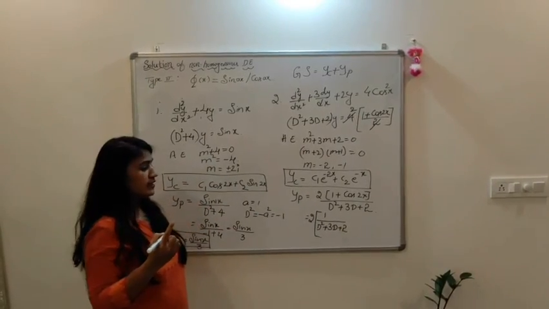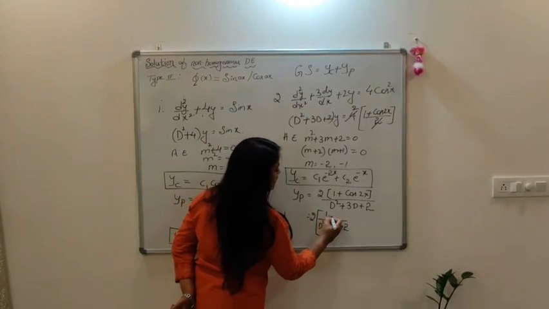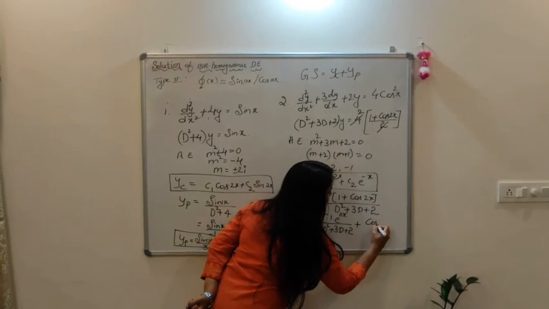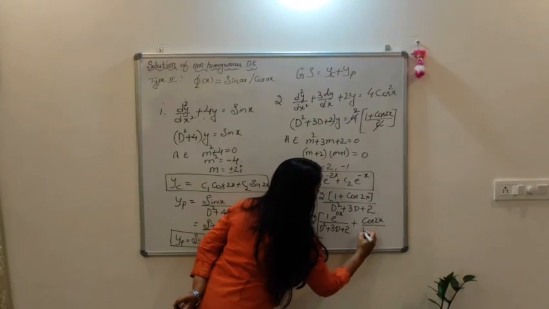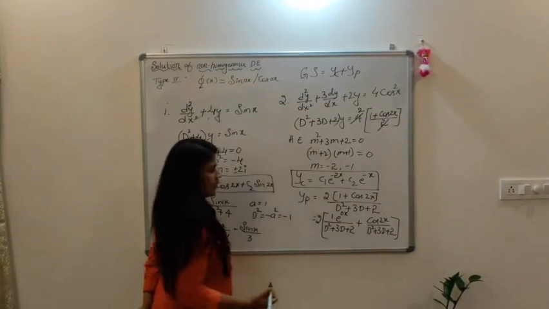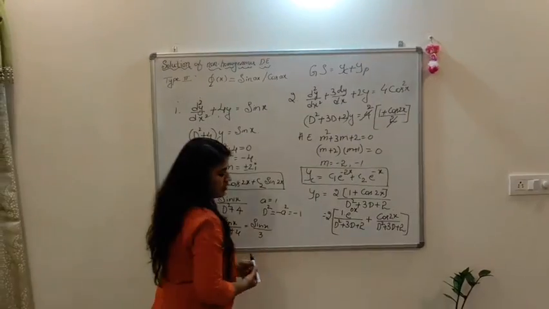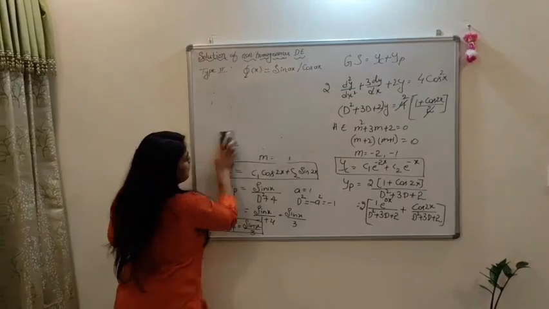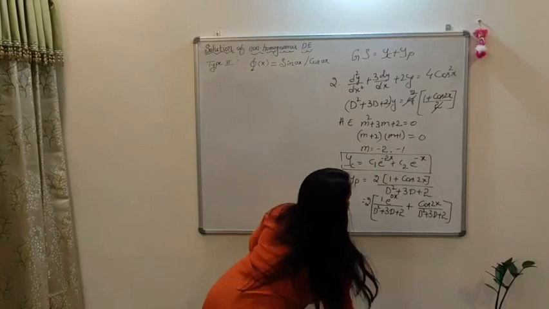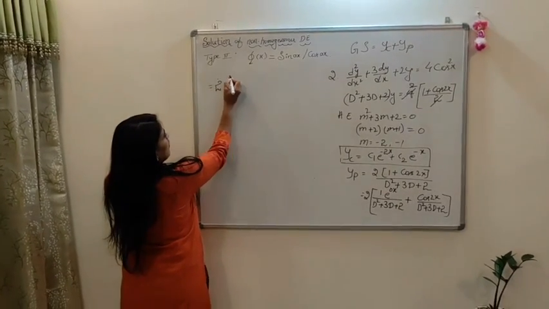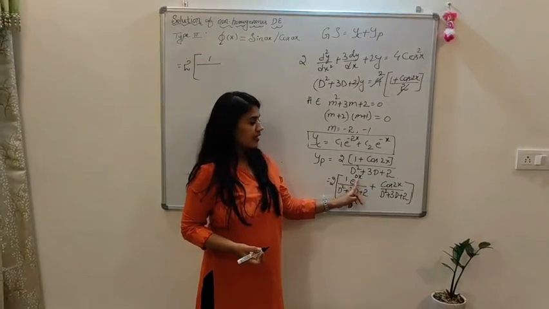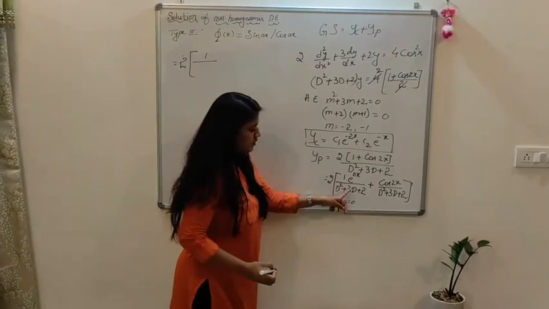1 means constant. Constant is type 1. 1 we can write it as 1 into e power 0x, plus cos 2x divided by d square plus 3d plus 2. Okay, so next we have to apply the rule. So yp is equal to 2 of 1 divided by, here it is type 1, e power ax. a is 0. I can mention a is 0, it is type 1.